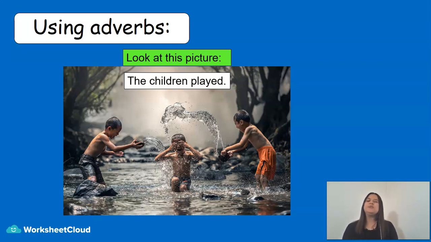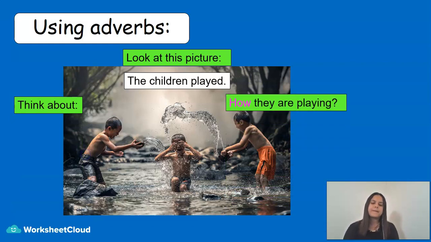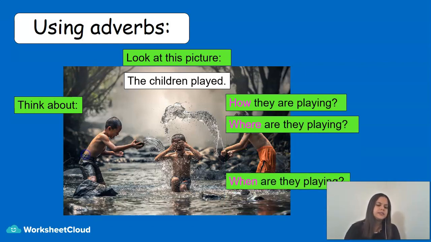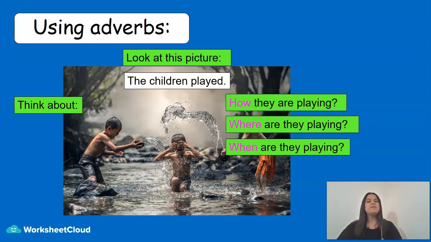So what else should we be thinking about when we are looking at this picture? How are they playing? Where are they playing? When are they playing? So basically the children played and they are playing there in an area, and they're playing together and they look quite happy. So let's speak about the action which is played, and now we are going to talk about how they are doing that. So how they are playing, where they are playing, when they are playing, and we are going to think about that as we are looking at this picture.